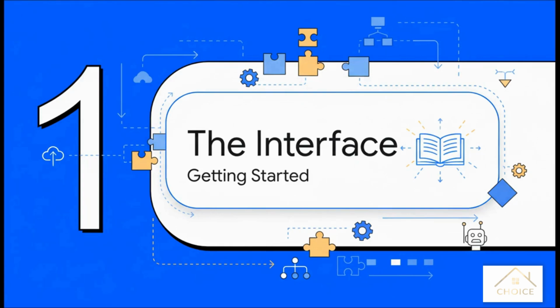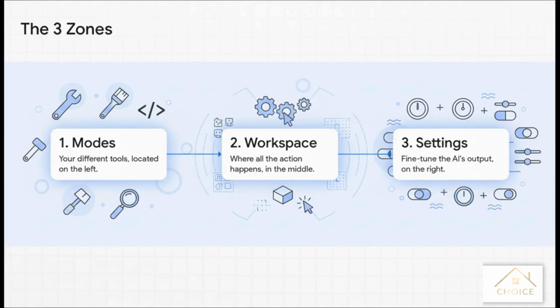Okay, let's dive in. The interface might look a little busy at first glance, I get it, but it's actually way more intuitive than it seems once you know where everything is. We'll walk through it together step by step. The best way to understand the layout is to think of it in three simple zones. Over on the left, you've got your modes. Those are basically your different tools. The big area in the middle, that's your workspace, and that's where all the magic happens. And then on the right, you'll find settings to help you fine-tune what the AI creates.